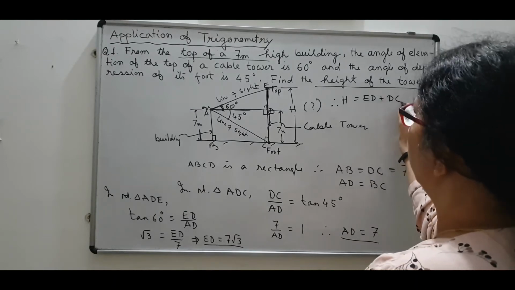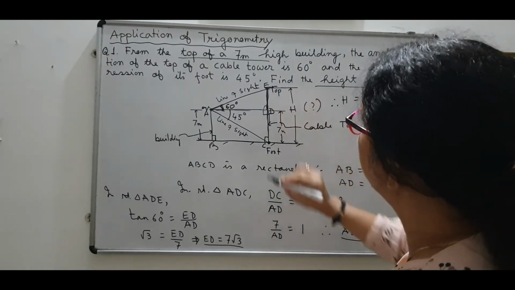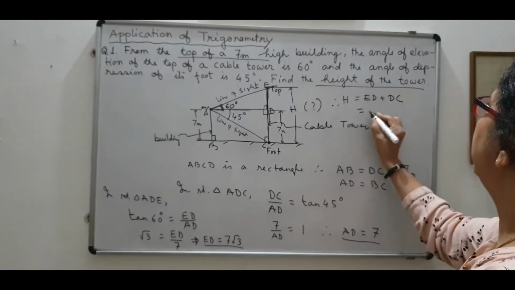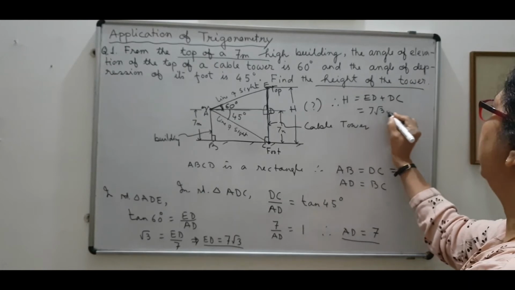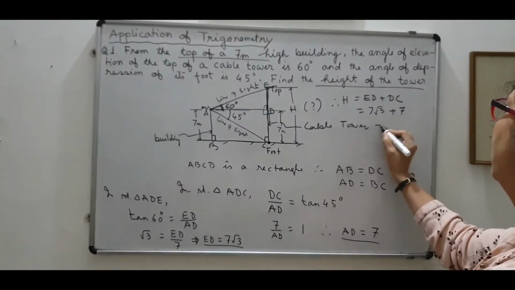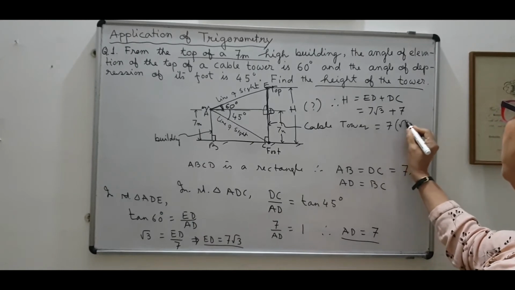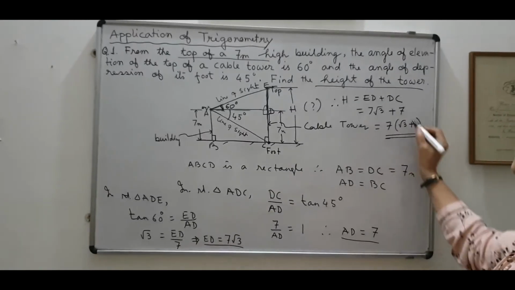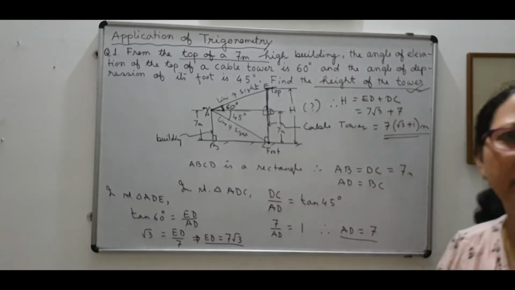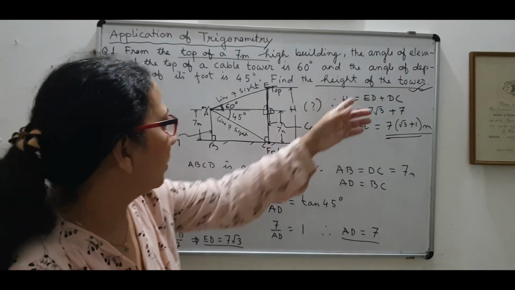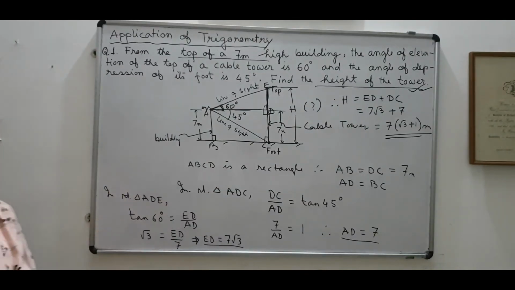Just a minute, DC. ED plus DC. Okay. So ED I found to be 7 root 3, and DC is your 7. So you take common 7 into root 3 plus 1 meter. So that is the height of the cable tower. So in this way we can find out the required thing what we asked for.